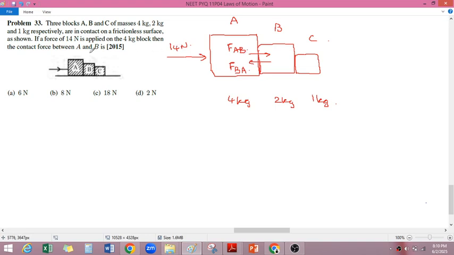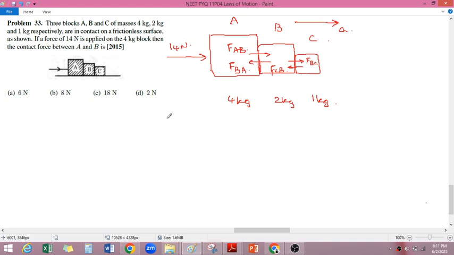So this is what they are asking: the contact force between A and B. But you know that B will go and push C this way. So you should call this F of B to C, and this F of C to B. Okay. And let's say this entire system of blocks is getting accelerated with an acceleration a.